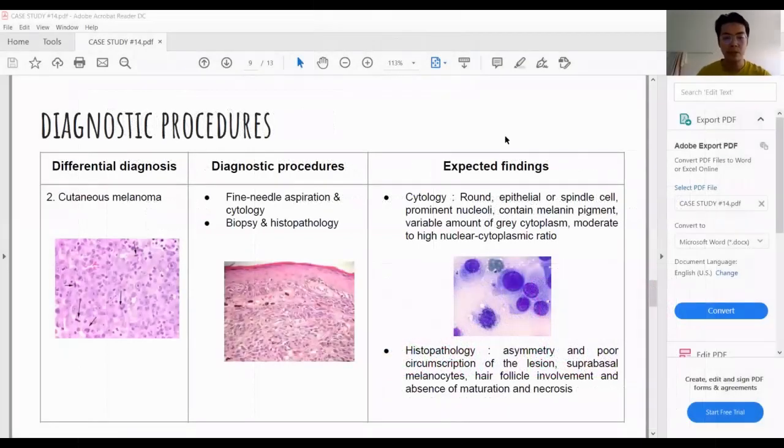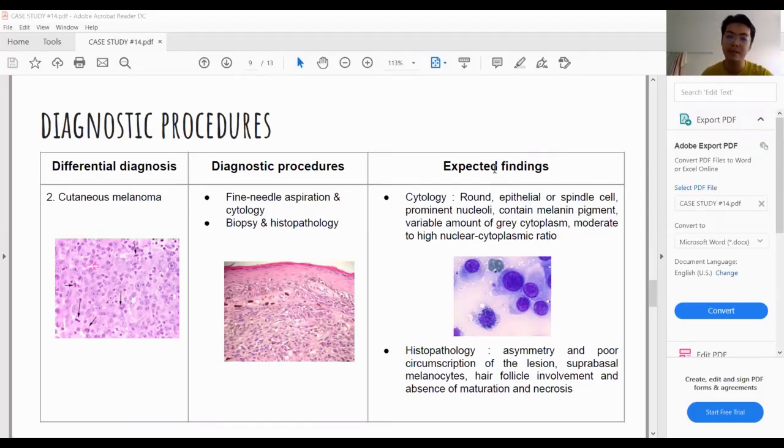So now I'm going to talk about diagnostic procedures for cutaneous melanoma. Cutaneous melanoma is a cancer that starts in the pigment producing cell in the skin, which is the melanocyte. It occurs in dogs and is malignant in nature.